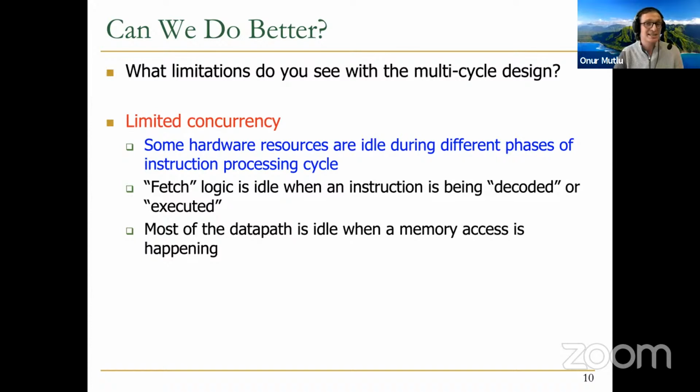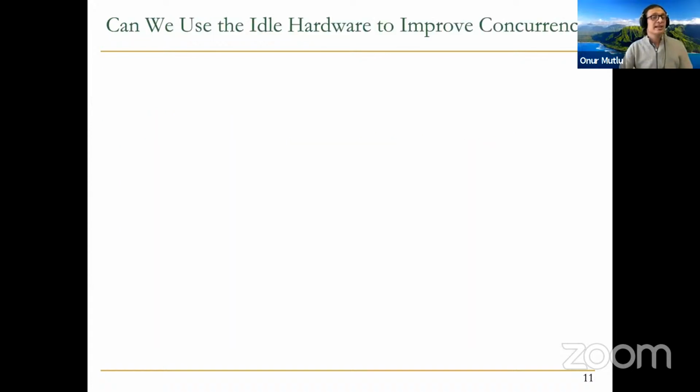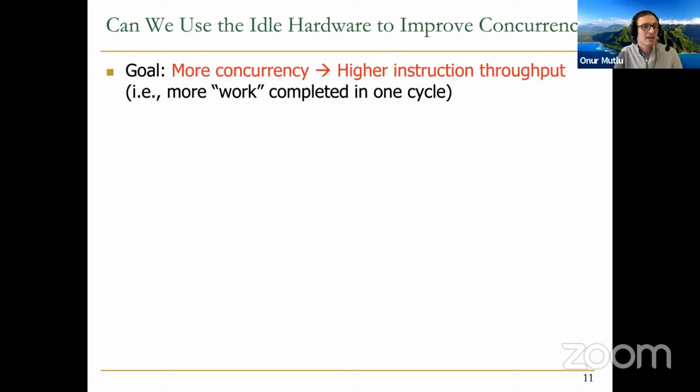And people have realized that and basically asked the question, can we use this idle hardware to improve concurrency? That hardware has to be there. Why does it have to be there? Because there are instructions that need that hardware at some point in time. Maybe not in this clock cycle, but they're going to need it 5 clock cycles later. Whenever that instruction reaches the stage where it needs the hardware, that hardware is needed, right? It's necessary. So why not use it for other purposes as well? Why not improve concurrency? And that's the idea.